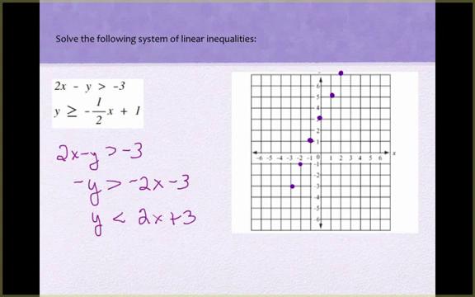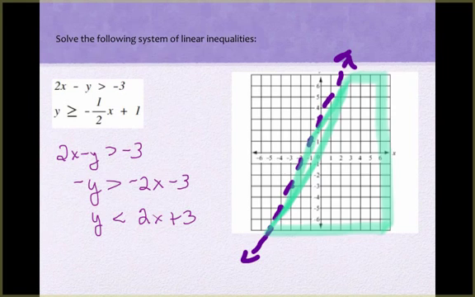Since we are not equal to, when I connect my dots, I want to do a dotted line. Since we are less than that, we want to shade everything that's below that. So we'll shade everything that's below that line. And again, you can use a test point, but this would be my solution.